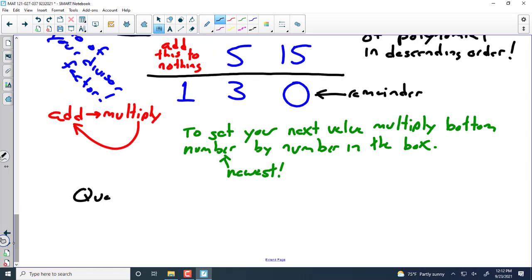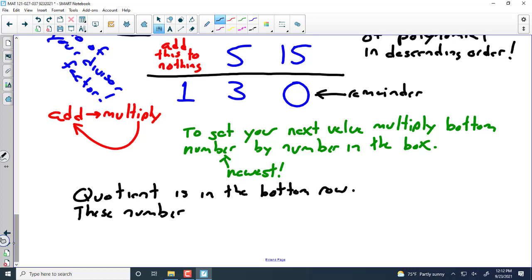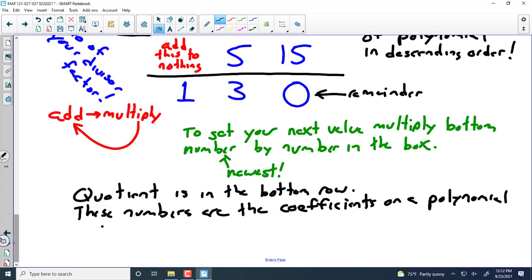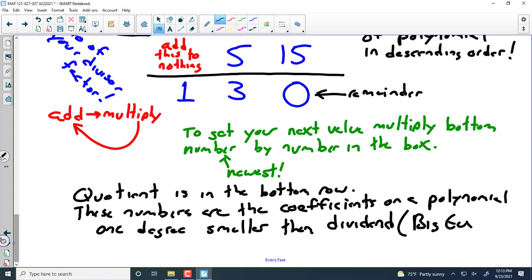The quotient is in the bottom row. These numbers are the coefficients of a polynomial 1 degree smaller than the dividend. And the other word for the dividend is the big guy you divide it into.